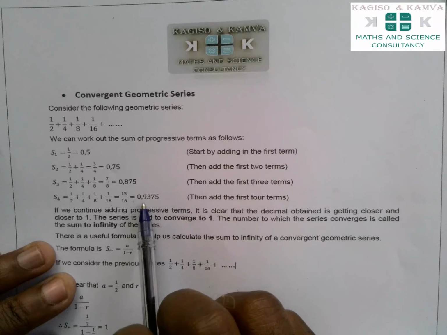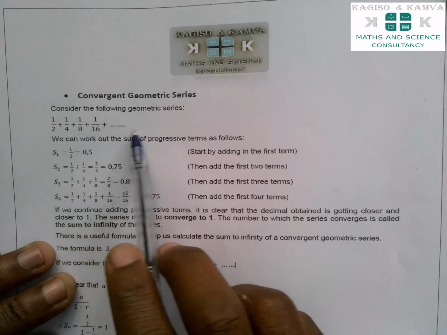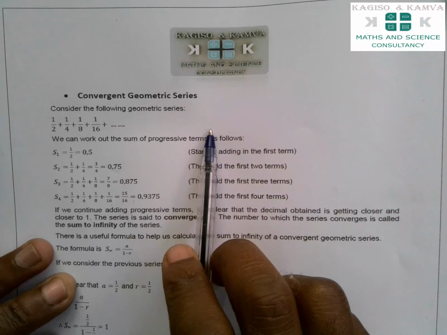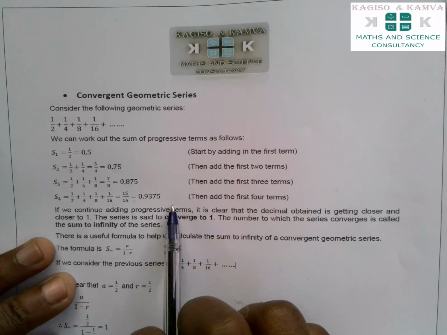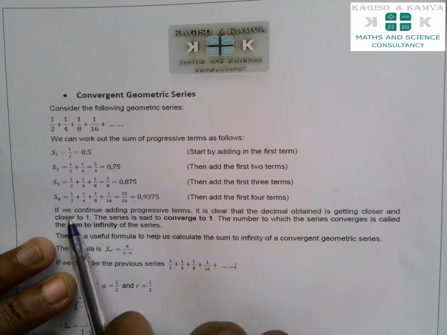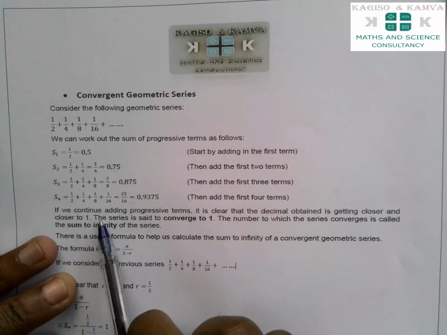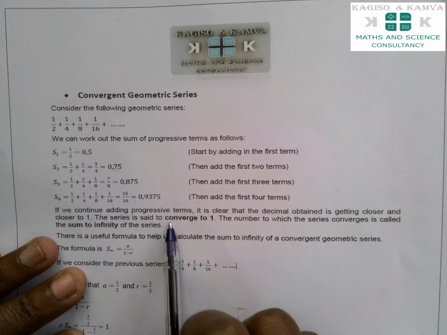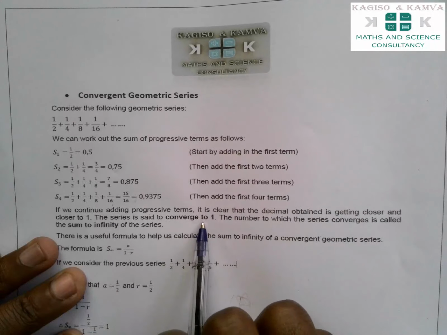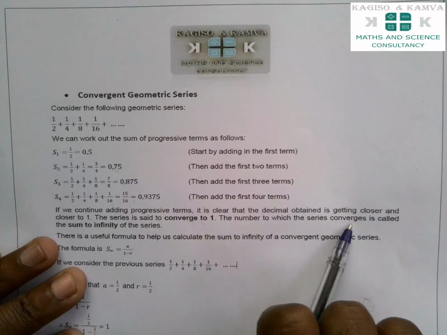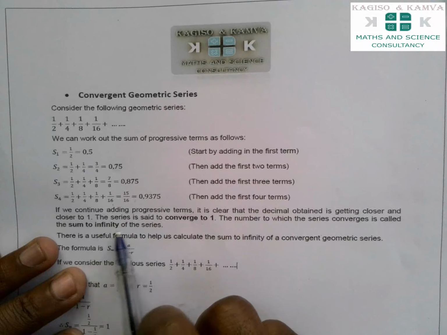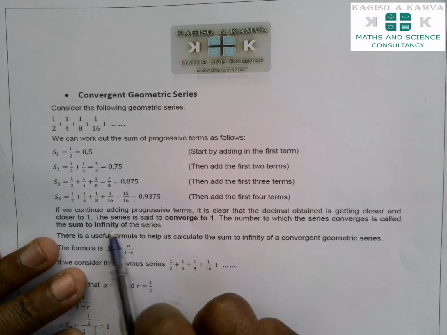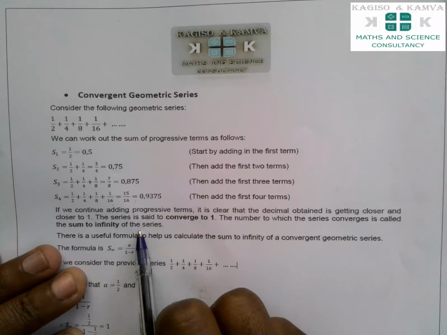As we continue adding the terms, we can see that there is a certain number that is being approached by this series. This series goes to 1; it gets closer to 1. So this type of series is said to converge to 1, and the number to which the series converges is called the sum to infinity of the series.